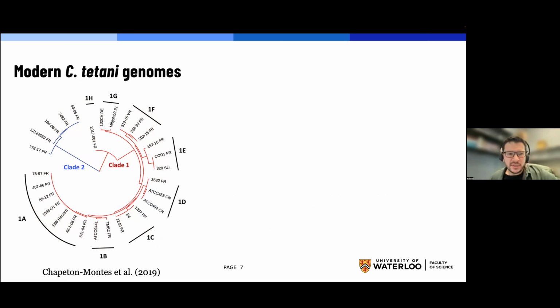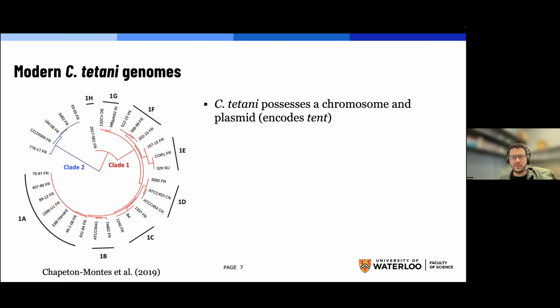So just a little bit on what's known about the genomics of C. tetani. C. tetani possesses a chromosome and also a plasmid. And it's the plasmid that encodes the virulence factors, particularly the tetanus neurotoxin. Genomes are available for 38 modern strains, and I'm showing you a phylogenetic tree of those genomes on the left.